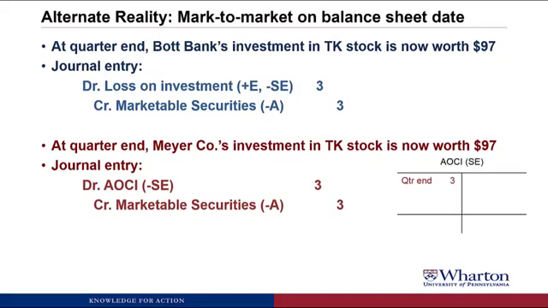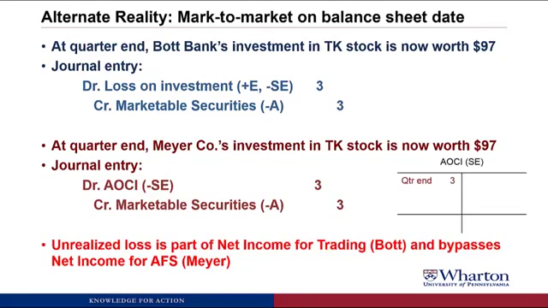So we bring up our AOCI account, and that debit stores up the loss until we need it when we sell the security. Now, notice this is just like retained earnings, where you could actually have a balance on the debit or credit side. So AOCI and retained earnings, you could have balances on the credit side or the debit side, depending whether it's accumulated other comprehensive income, or in this case, it's really accumulated other comprehensive loss because it's a loss on investment. Bottom line is, this loss of 3 bypasses net income for available for sale for Meyer, whereas it's recognized in the income statement for Bott.